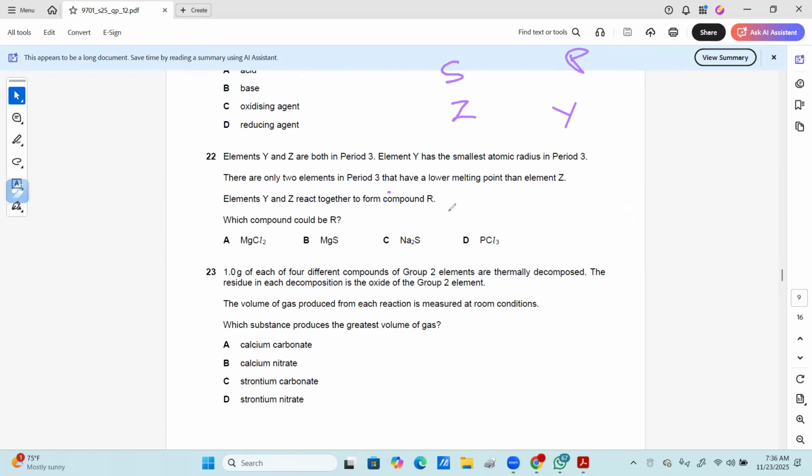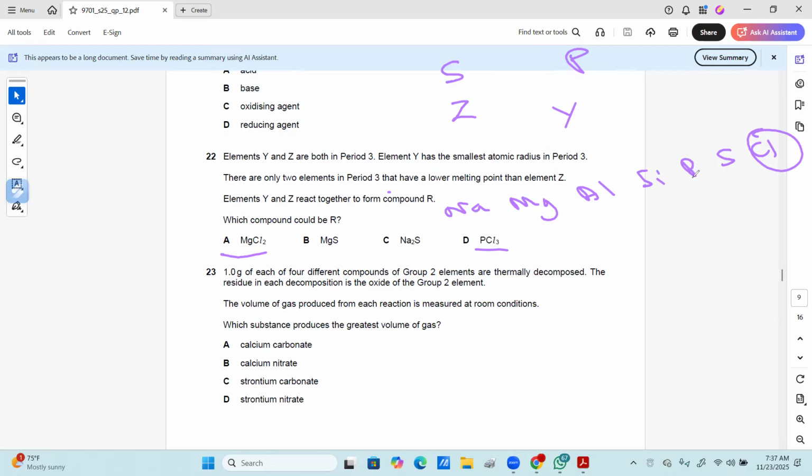So if I take the third period, it's sodium, magnesium. Element Y has the smallest atomic radius in period 3. Smallest atomic radius. Okay, smallest one is Cl. So we have 2 options. There are only 2 elements in period 3 that have lower melting point than element Z.